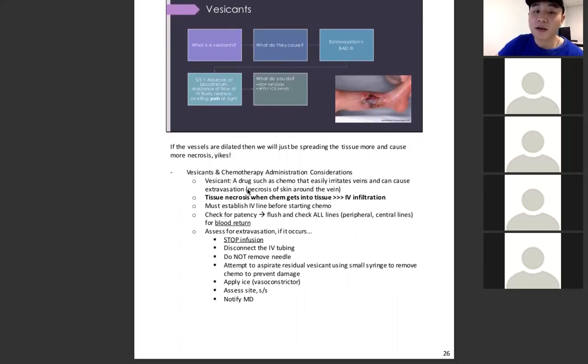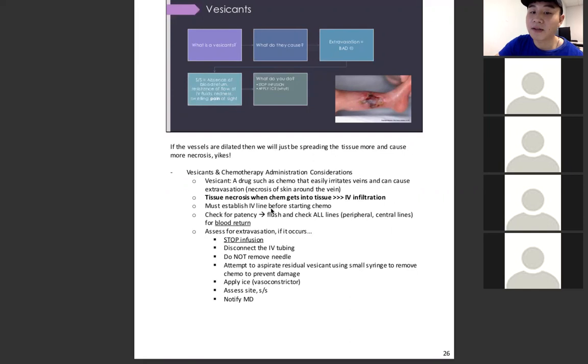Vesicants and chemotherapy administration considerations. A vesicant is a drug such as chemo that easily irritates the veins and can cause extravasation and necrosis of the skin around the vein. Tissue necrosis occurs when chemo gets into tissues, IV infiltration.